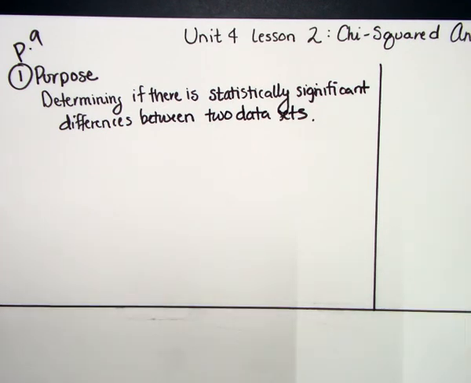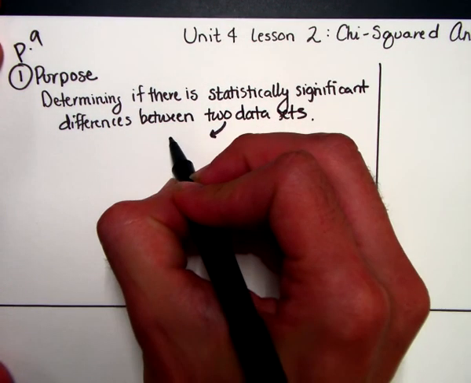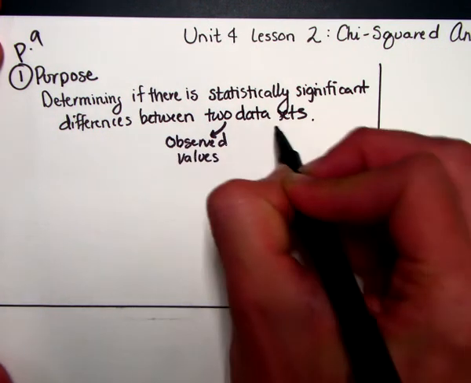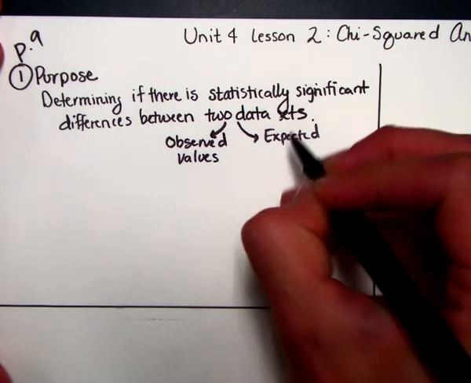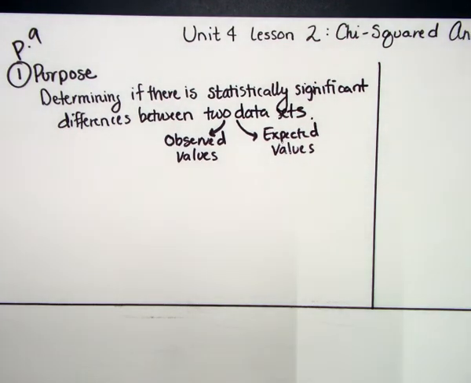And in particular, the two data sets that we are comparing is a data set that contains our observed values and our expected values. So, in an experiment, you have values that you observe, and you are comparing if those values are statistically different from expected values. Those are the two data sets you're comparing.